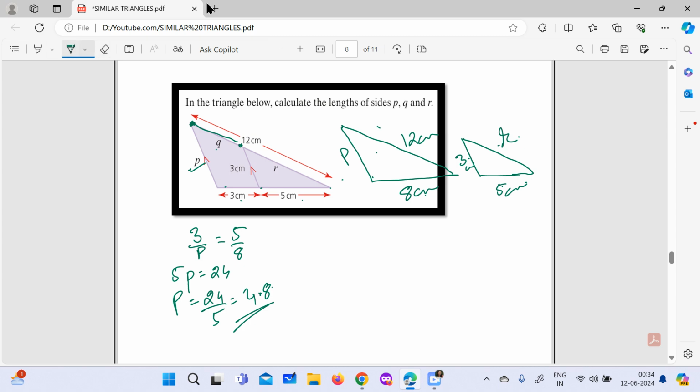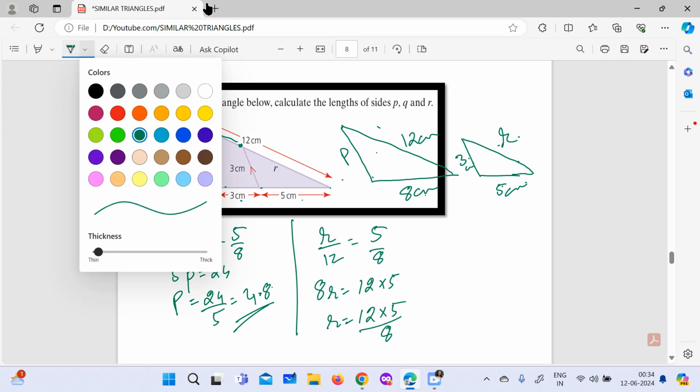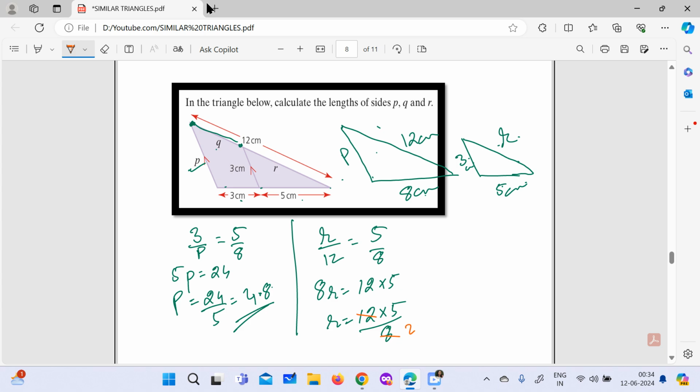Okay, so we know the corresponding lengths. So we can say R over 12 equals 5 over 8. So 8R equals 12 times 5, and R equals 12 times 5 over 8. And now 4 times 3 is 12, and that will give you R equals 15 over 2, nothing but 7.5. Okay, now this makes my work easier to calculate Q.